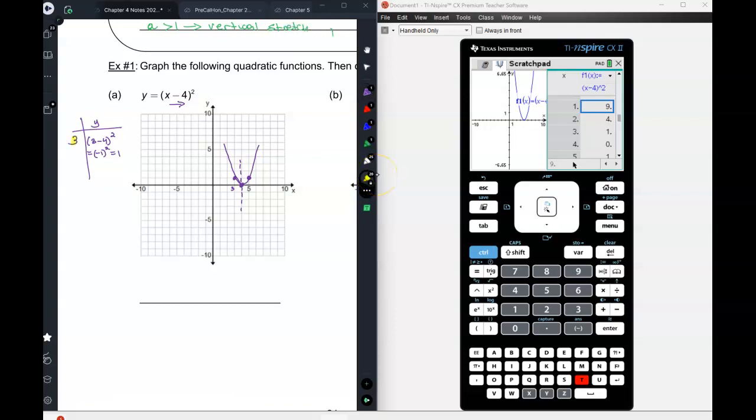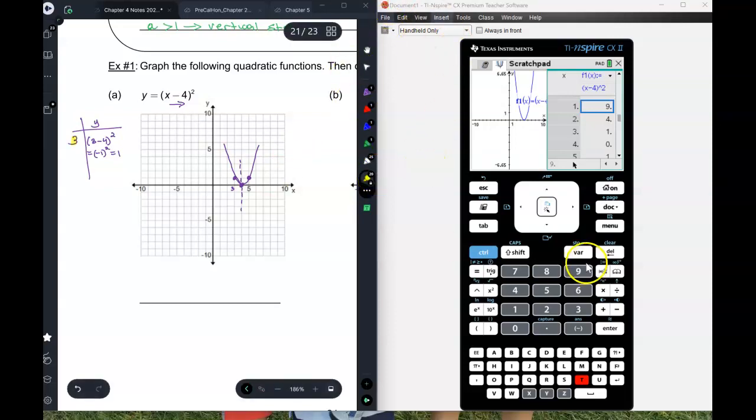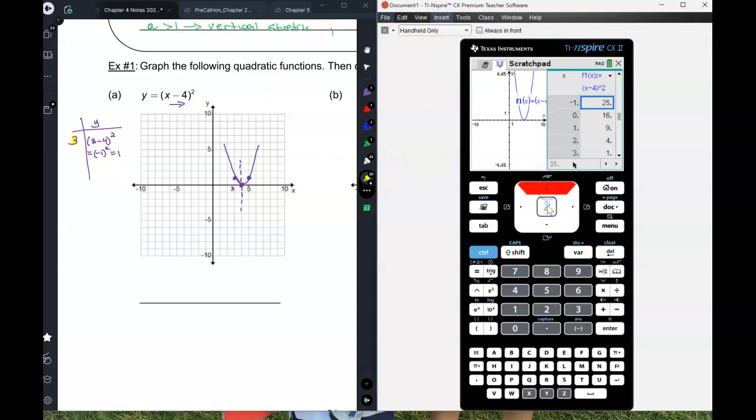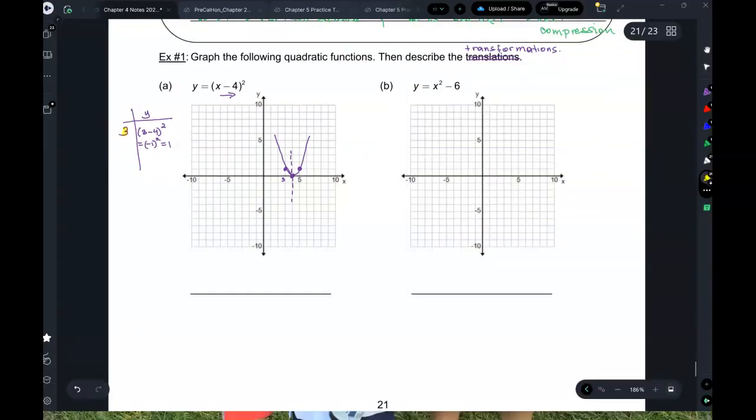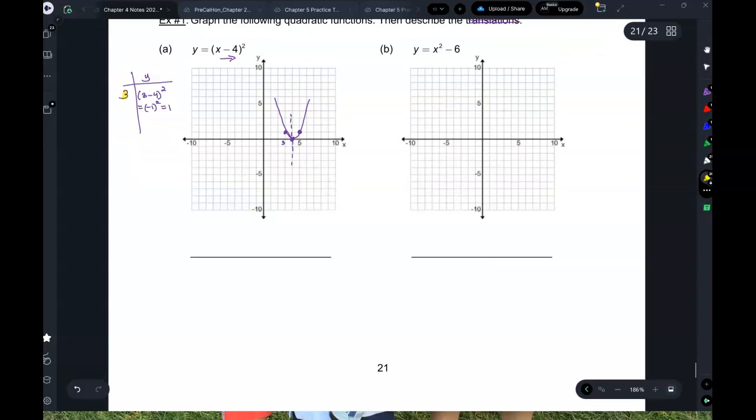So I wanted to plug in a 3. Here, you can use the up or down arrows to scroll up or down. 3, you get a 1. Okay? So that's another way that you can do that. All right, so now let's go ahead and describe the transformations. This graph, all it did was move to the right 4 units. That's it.